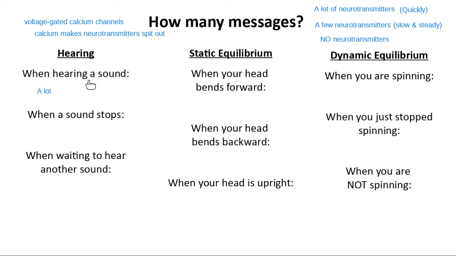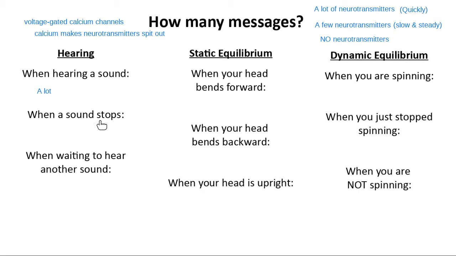So when you're hearing a sound, when your hair cells are bumping the tectorial membrane and we're pushing in a bunch of potassium, which depolarized us, made us bring in a bunch of calcium, that's going to make us spit out a bunch of neurotransmitters. When you hear a sound, you spit out a bunch of neurotransmitters. That activates the vestibulocochlear nerve. We know we're hearing something.